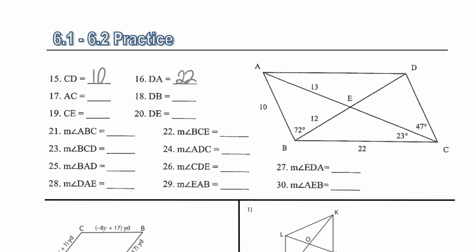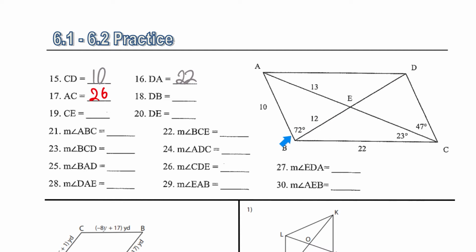This is 22. Okay, how long is AC? Okay, from A to C, the whole thing here. Well, if this is 13 from here to here, how far is it from here to here? It's 13, right? Because these diagonals bisect each other. So this and this are equal. So to find the whole thing, it would be 13 plus another 13, which is 26.